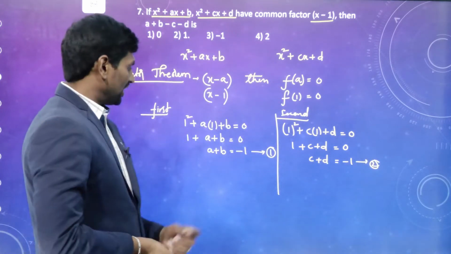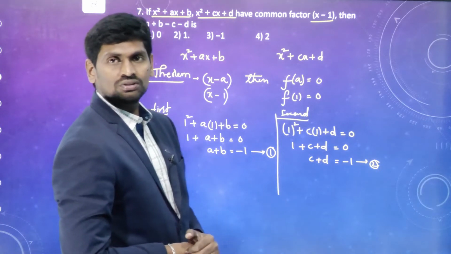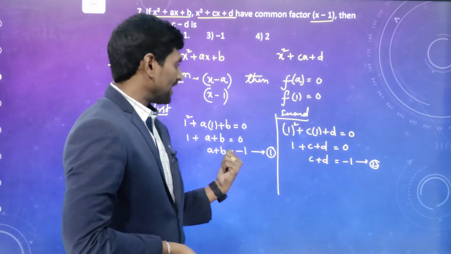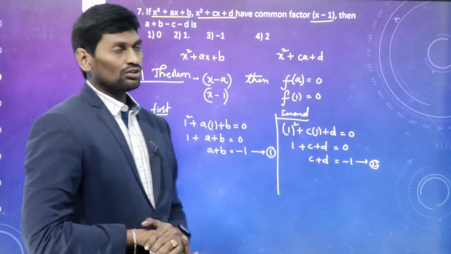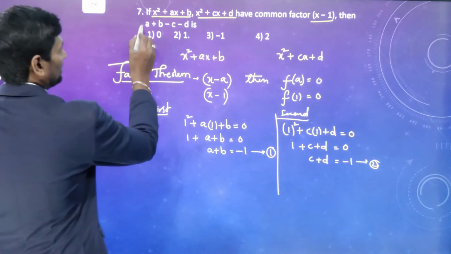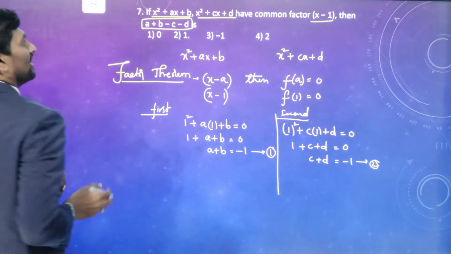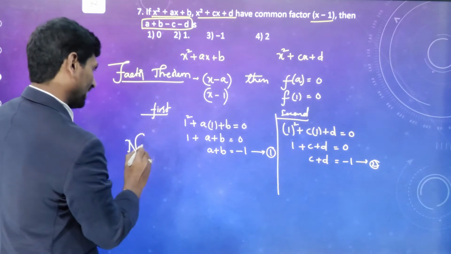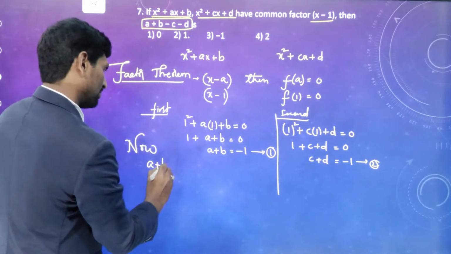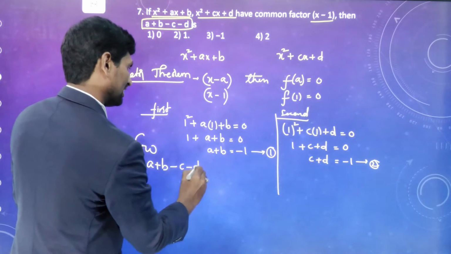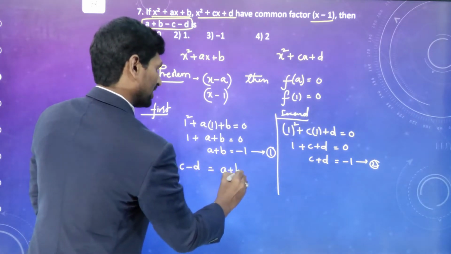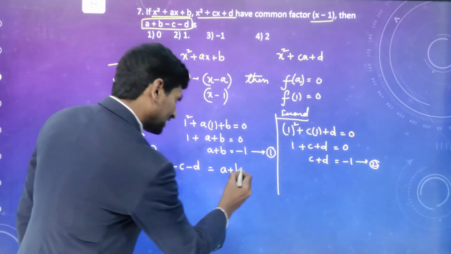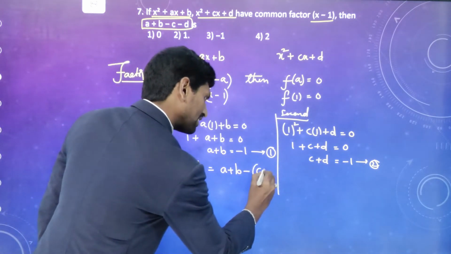Now just observe equation 1 and equation 2, both answers are minus 1. A plus b value is minus 1, c plus d value also minus 1. But the actual condition is a plus b minus c minus d. Now we need to find the value of a plus b minus c minus d. So a plus b I can write as it is, but minus c minus d I can take as minus of c plus d.